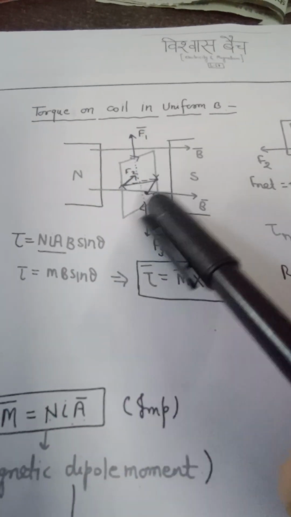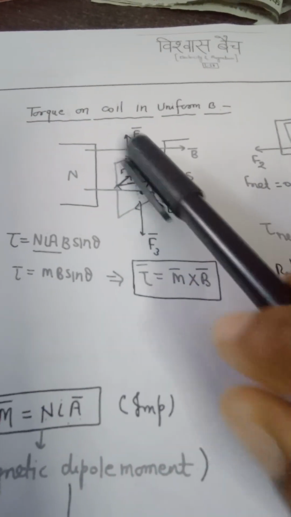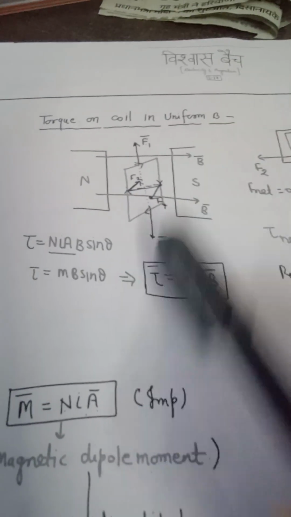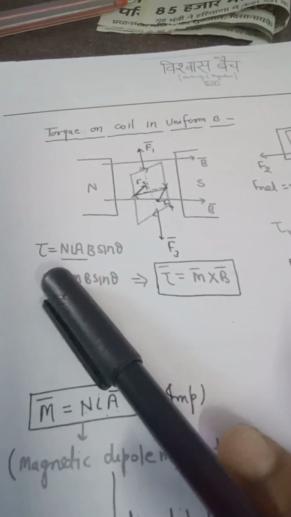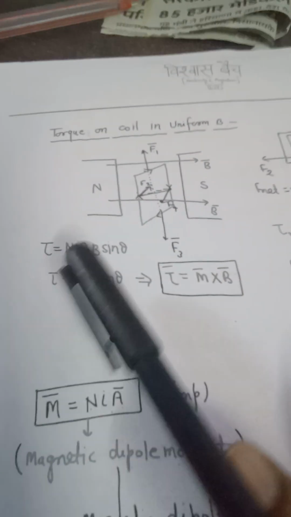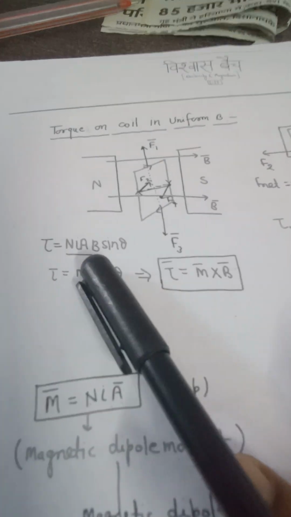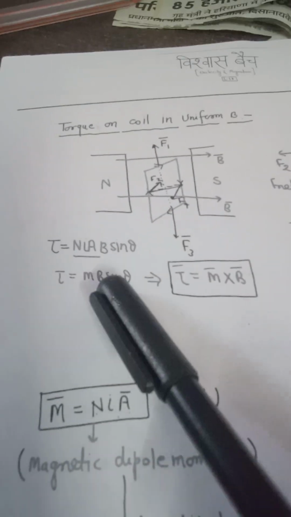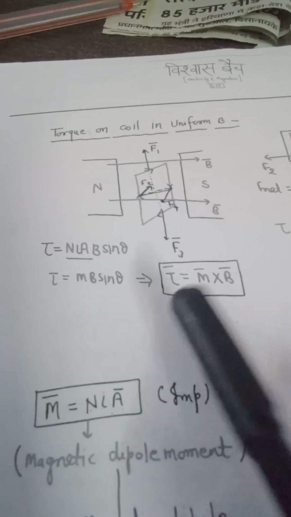So force F will work upward, then downward, then up, in and out. So torque tau is equal to NIAB sin theta, and we know that I dot A is equal to M, so tau is equal to MB sin theta. Vector tau will become M cross B.